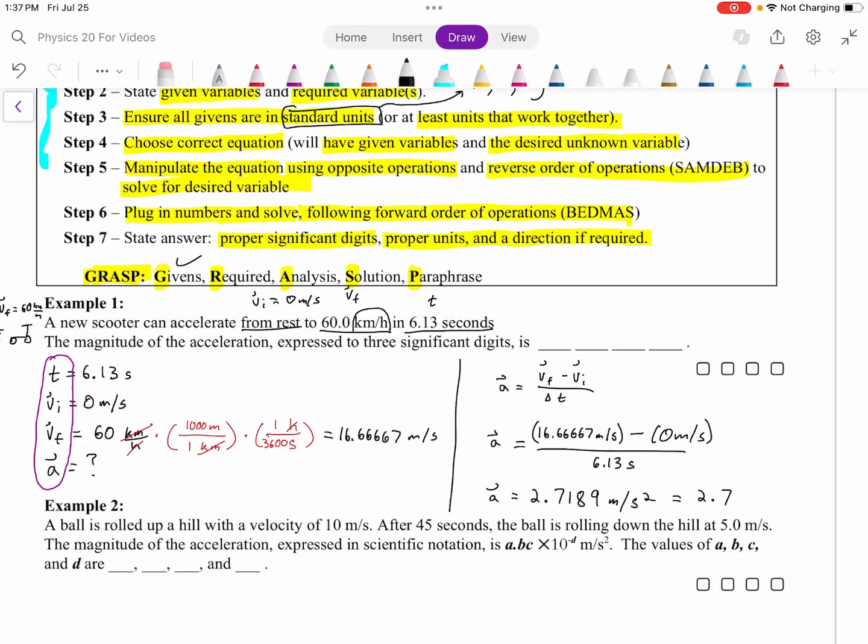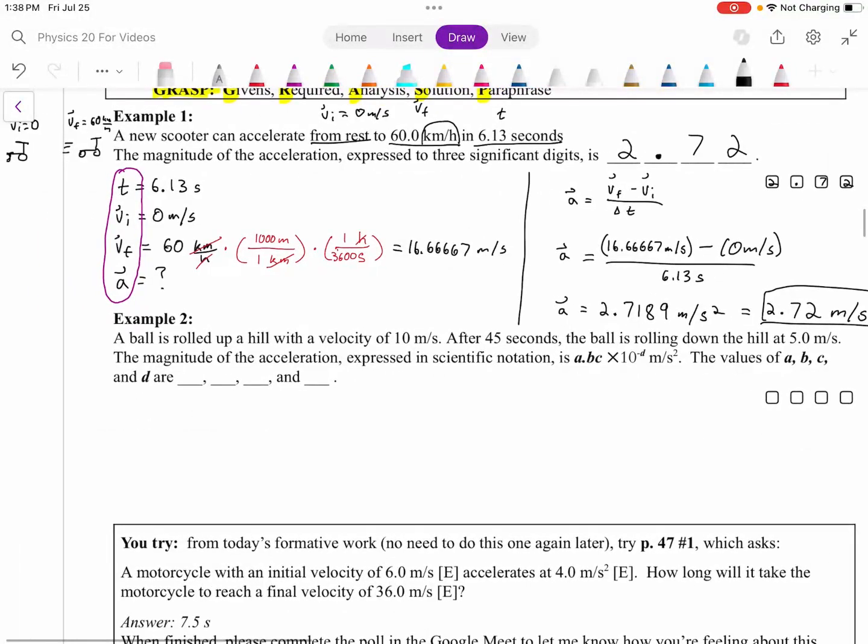So 2.7, and then I need to decide if this stays as a 1 or goes to a 2. Well, it's followed by an 8, so we would round that up to 2. So 2.72 meters per second squared would be our final answer, okay? For this numerical response format, how would we fill that out? We would do 2.72. So the decimal gets a box, okay? 2.72, like that. All right, let's try this next one.